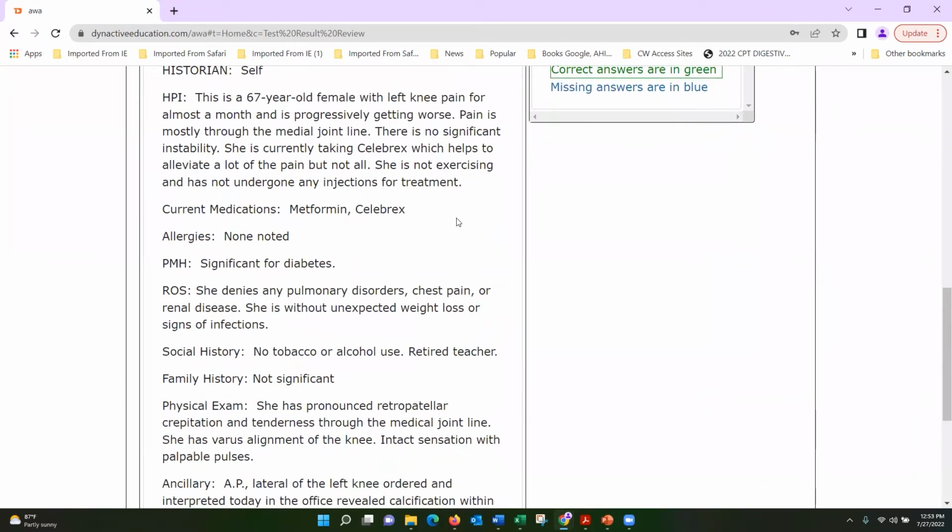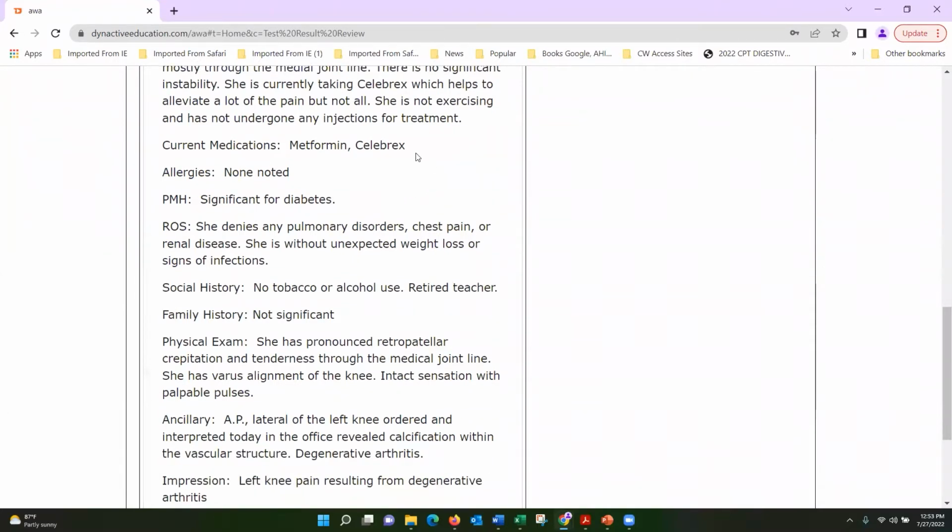She's taking Celebrex, which helps to alleviate most of the pain, but not all of it. So she's not exercising. She's not undergoing any injections currently for treatment. Her medications are metformin and Celebrex.